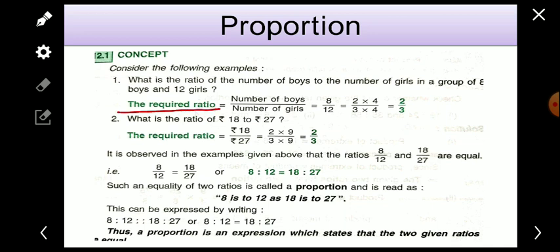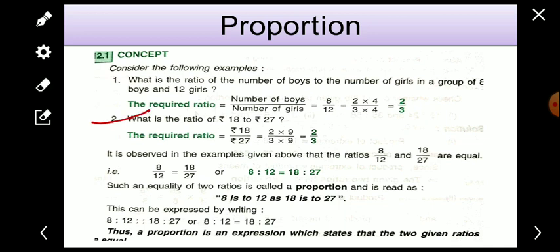So the required ratio will be number of boys by number of girls. It means 8 by 12. Number of boys is 8 and number of girls is 12. So 8 by 12, if we simplify it, we will get 2 by 3. So here we have got the ratio of number of boys to the number of girls, 2 by 3.